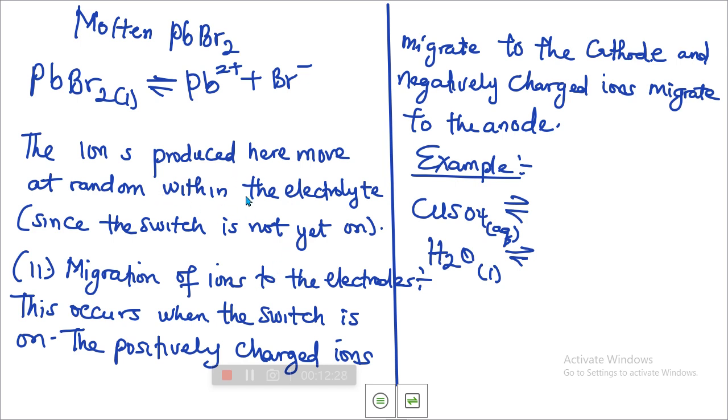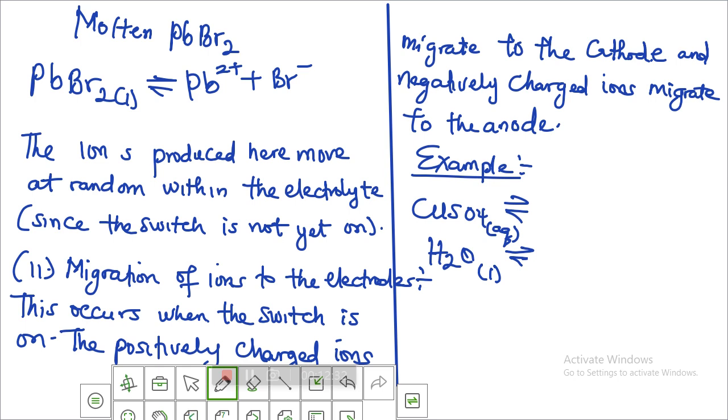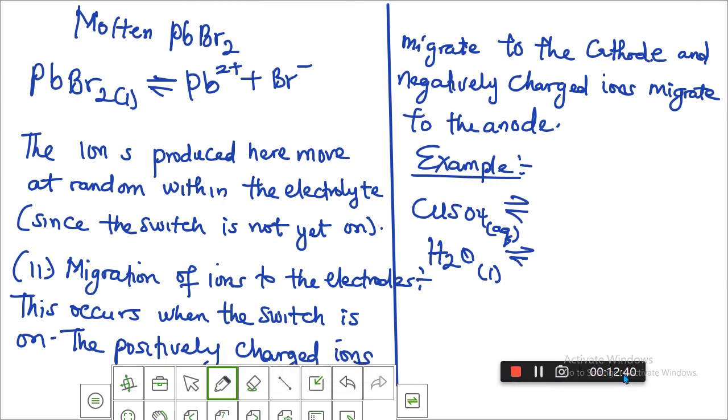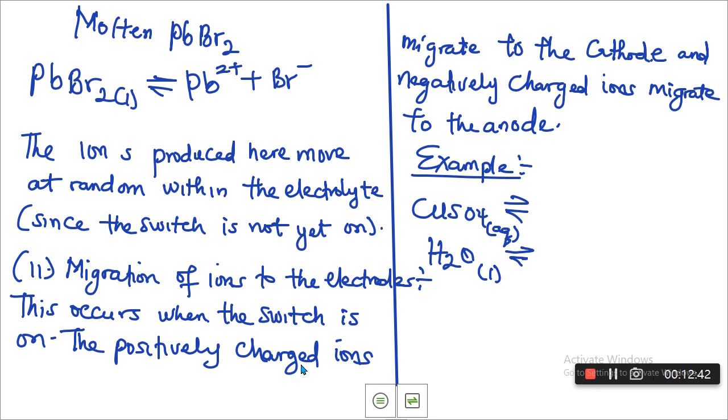Moving on. Don't forget that we have 3 processes in electrolysis of a compound. The first process is ionization of electrolytes and water. So that's the first process. Now we go to the second procedure. This second procedure is migration of ions to the electrodes. So this occurs when the switch is on. So don't forget, when the switch is on.